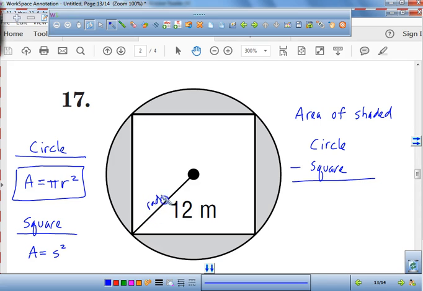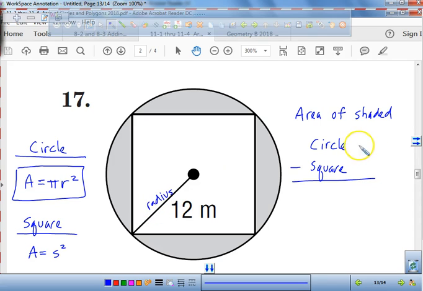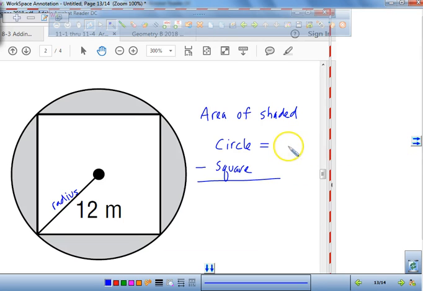There you go. That's the radius. Very good. So right now, the area of the circle is going to be pi times 12 squared. That's going to give me 144 pi. I don't want to know the decimal yet. We're just going to leave it as 144 pi meters squared. That's the area of the circle.